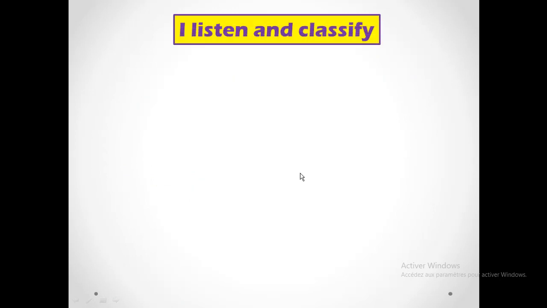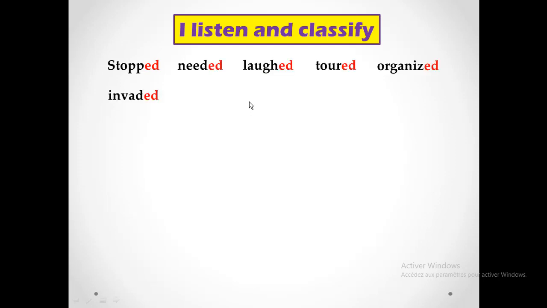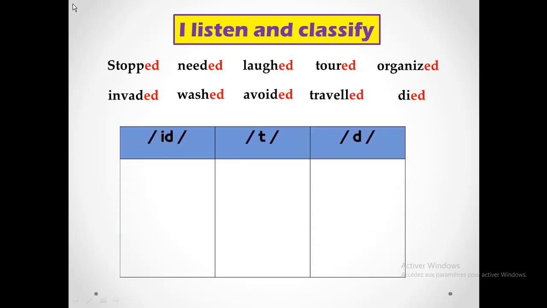I listen and classify. So you have a group of verbs, regular verbs in the past, and you are going to classify every verb in its case. Id, or t, or d. So we have stop, need, love, tour, organize, invade, wash, avoid, travel, die. Pause the video, do the activity, and we are going to correct.